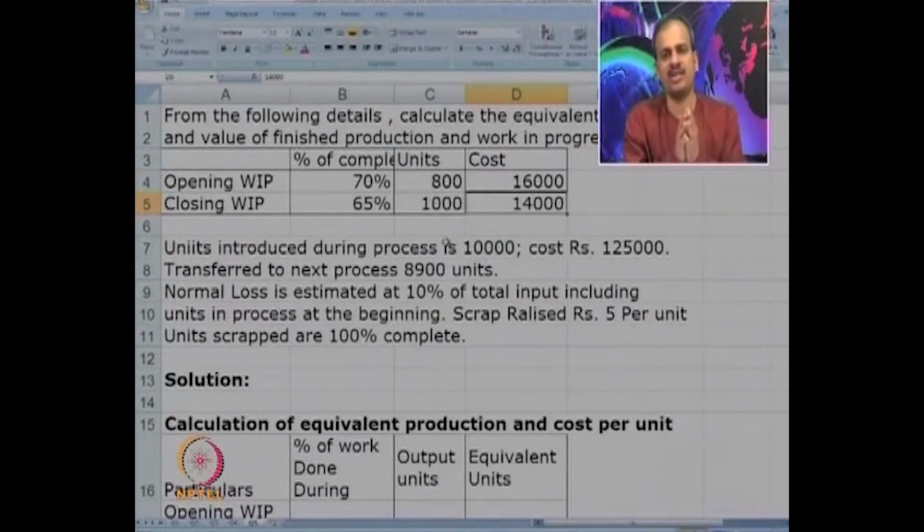I hope you are getting what is work in progress. So this is the output which is not ready and is partly finished at the end of the period. Okay, so you are both opening and closing WIP.